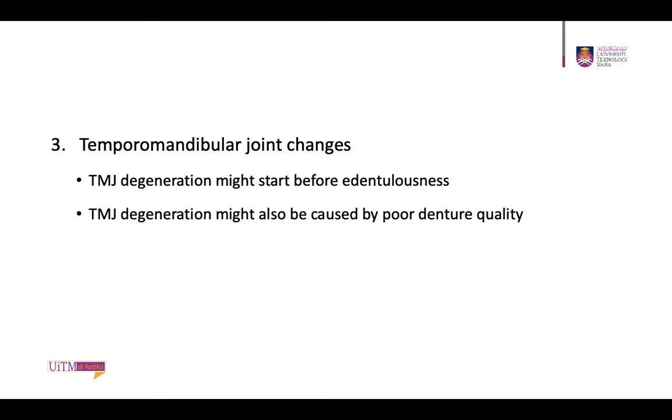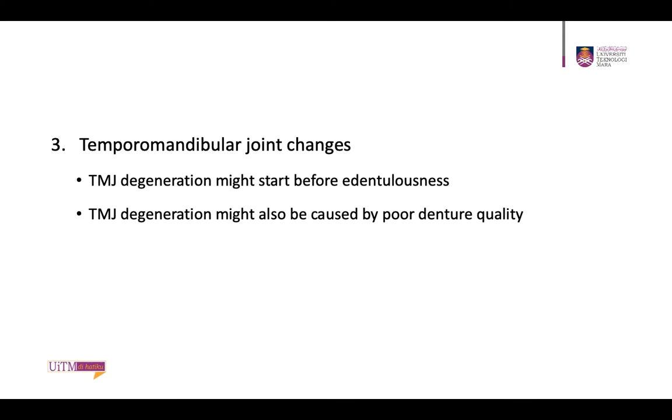So next, what happened when the patient lost their teeth? The temporomandibular joint change. Okay, TMJ degeneration might start before edentulousness. So once they become edentulous, where they cannot have a stable bite, the degeneration might even become worse. Okay, and when the patient's been using dentures of poor quality, the degeneration might also become worse and worse. So this is the reason why we as dentists should have the knowledge of complete denture for the sake of our patient.